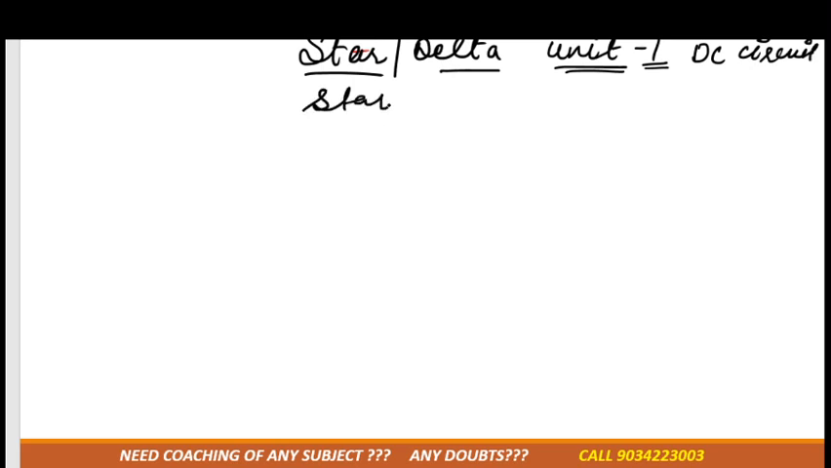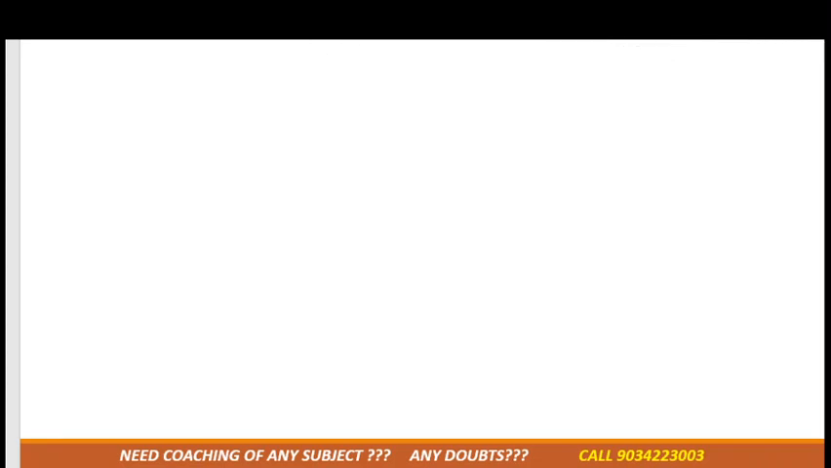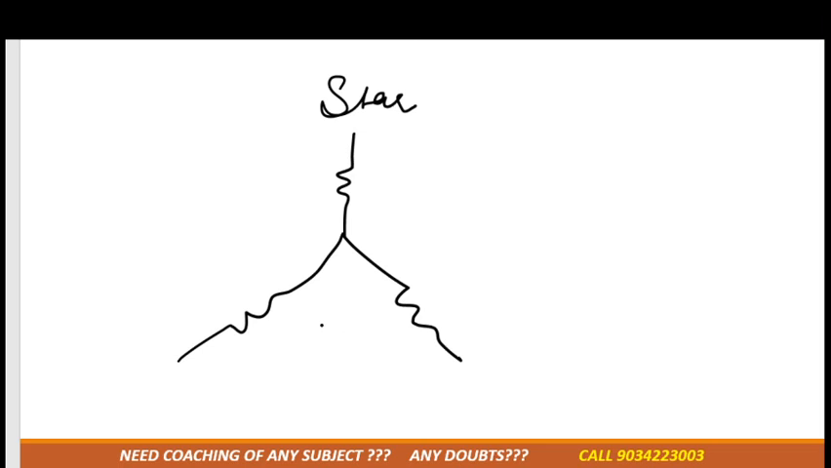Star and delta. First we'll study the star. As you know, this is a star, right? Its shape looks like a star, so that's why it is denoted by star. Suppose this is 1, this is 2, and this is 3. I am denoting the resistances as R1, R2, and R3.